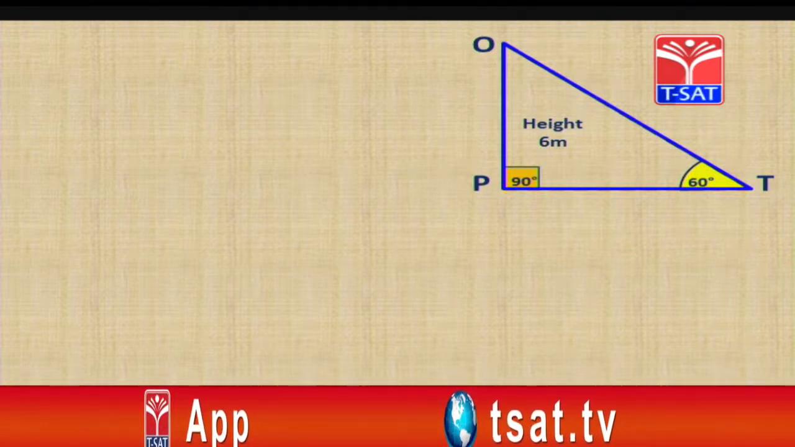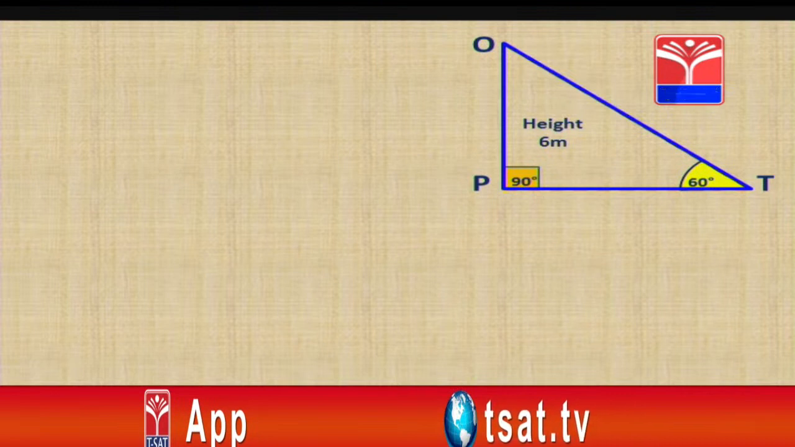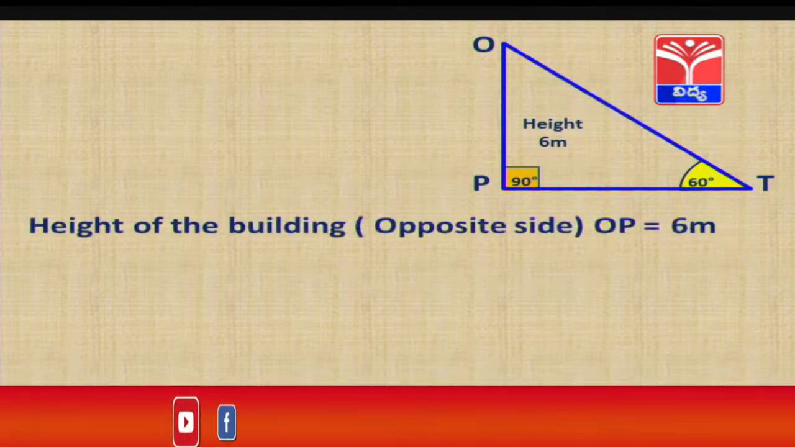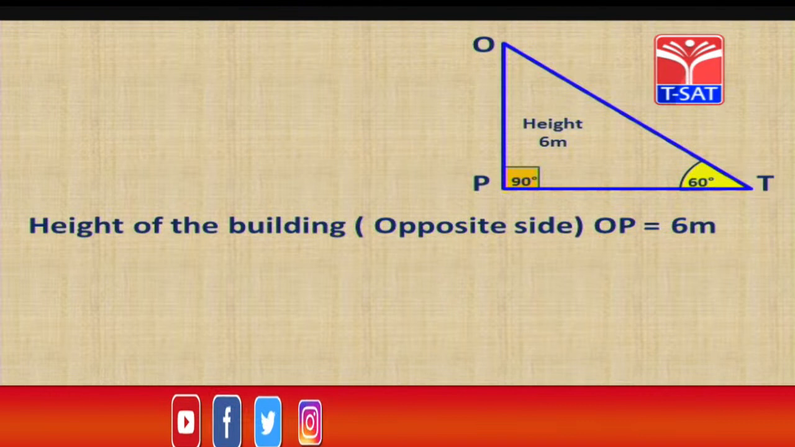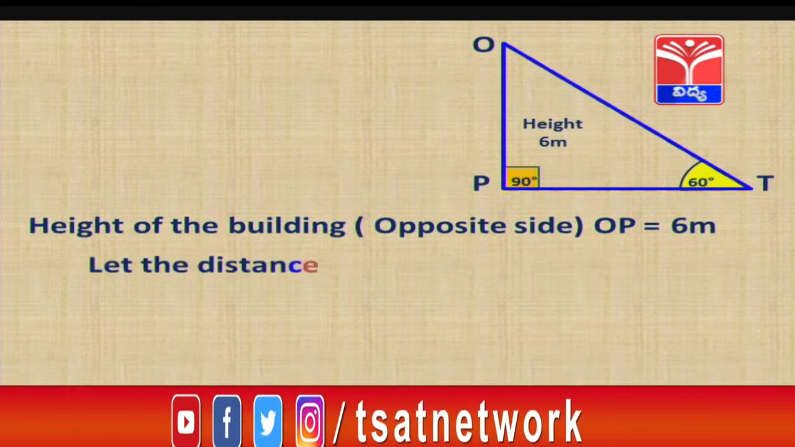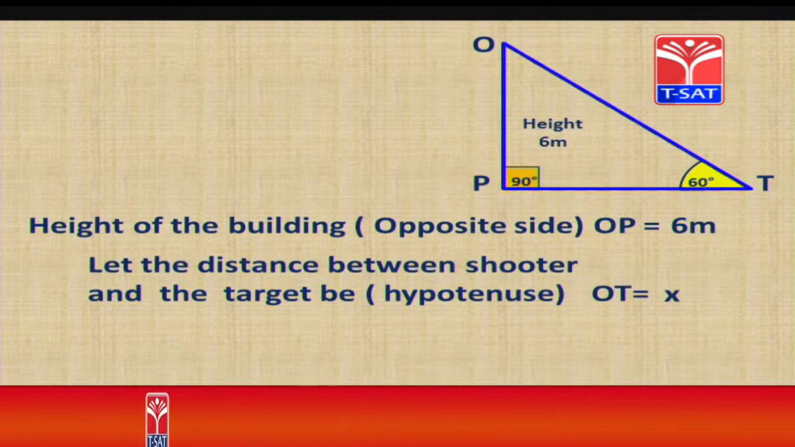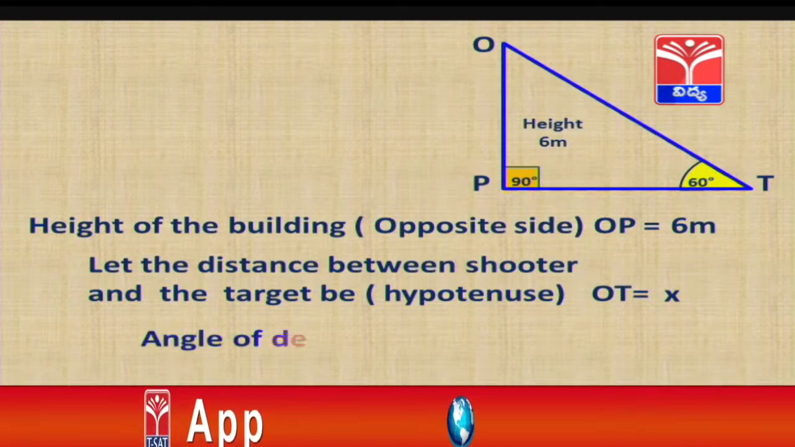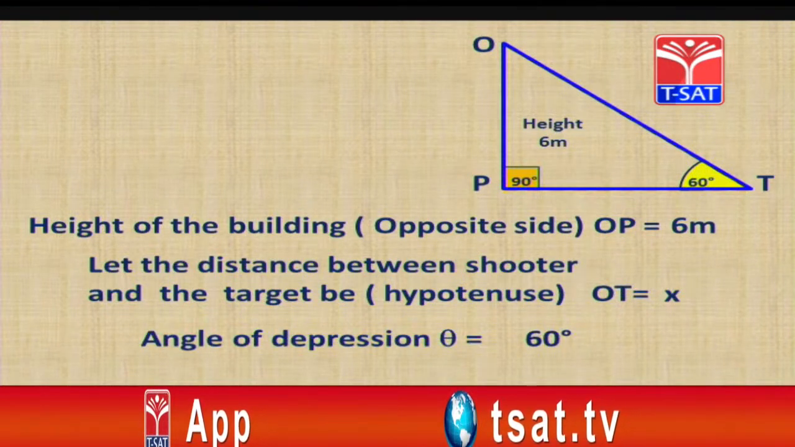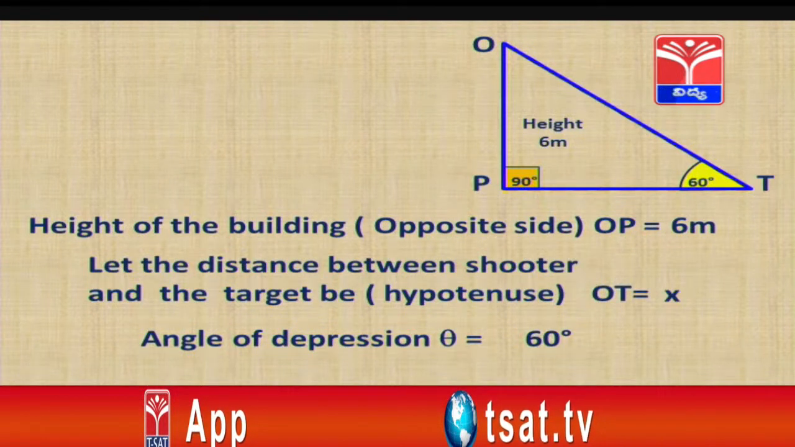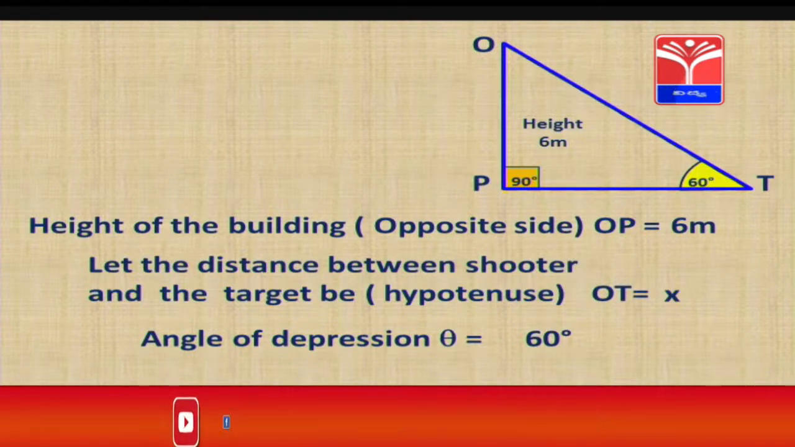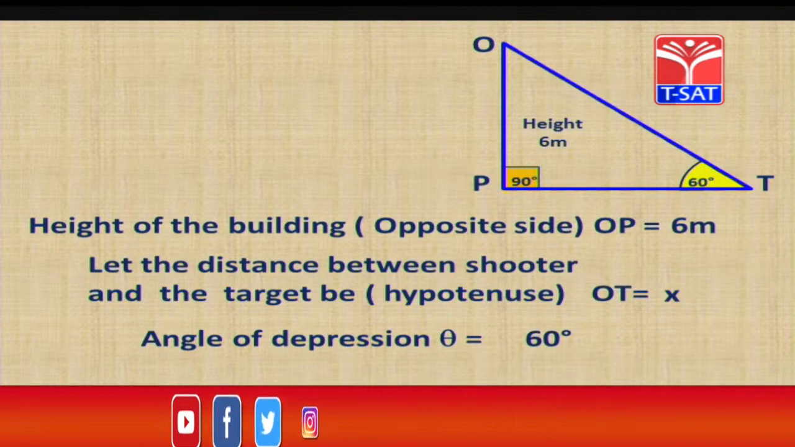That means, you can say point of observation also you can say here. So, now please see the height of the building, that is opposite side, OP is equal to 6 meters. Let the distance between the shooter and the target be x. Now, the angle of depression is how much? 60 degrees.